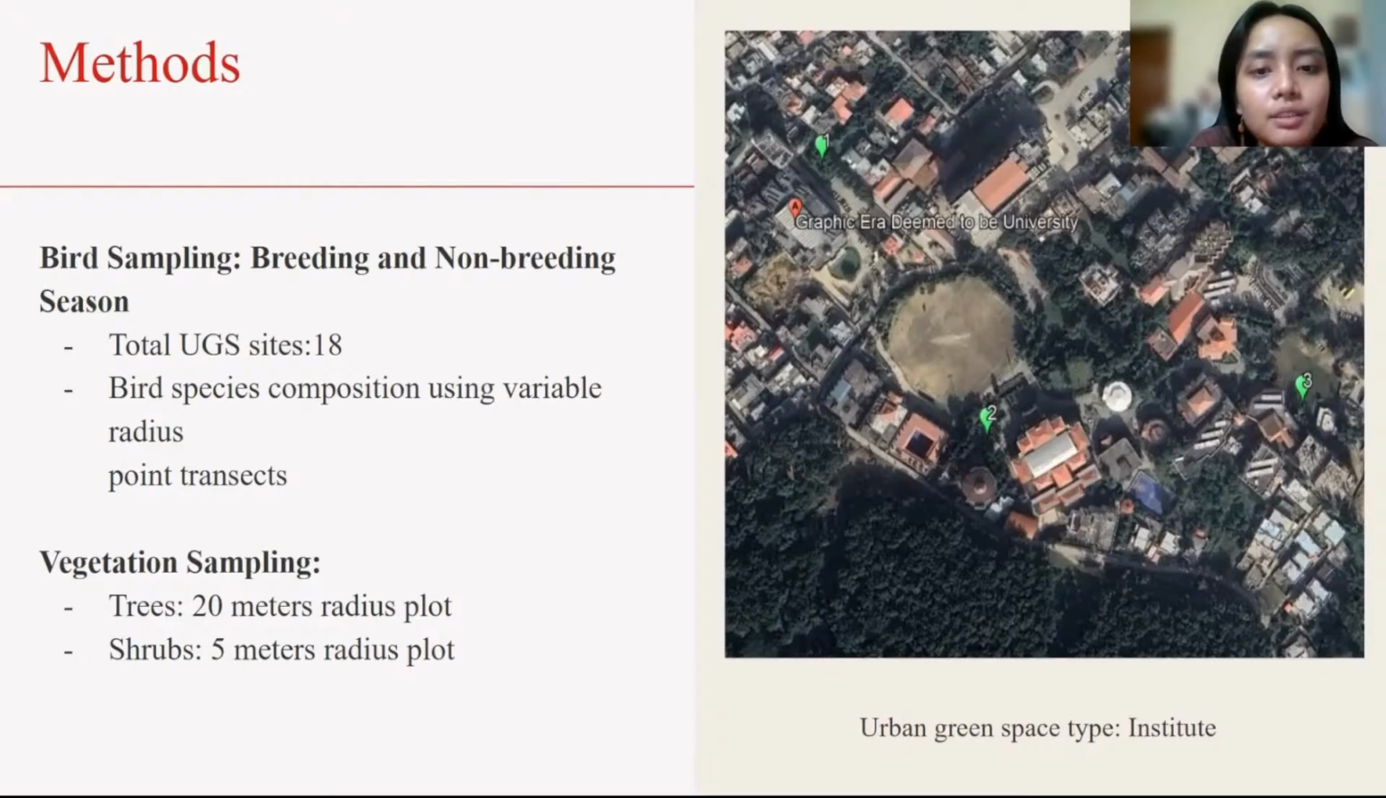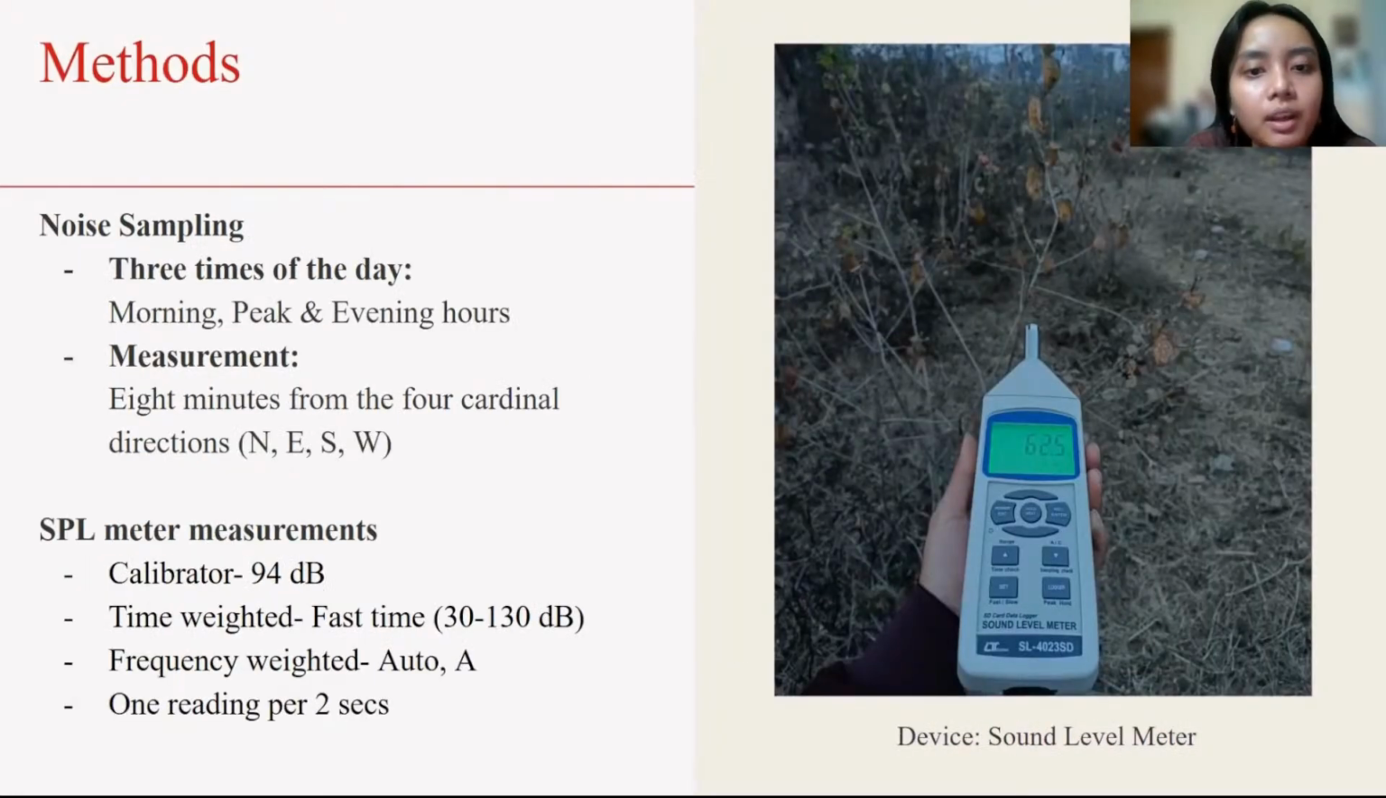To have an overall sense of the ambient noise of the urban green spaces, we recorded noise levels both during the bird surveys and at other times of the day, including peak traffic and evening hours. We measured noise levels using a calibrated device called a sound level meter. We adjusted it daily at 94 decibels to ensure accuracy. The device was programmed to take 1 reading every 2 seconds, and each site was sampled 3 times across both seasons, similar to the bird sampling.